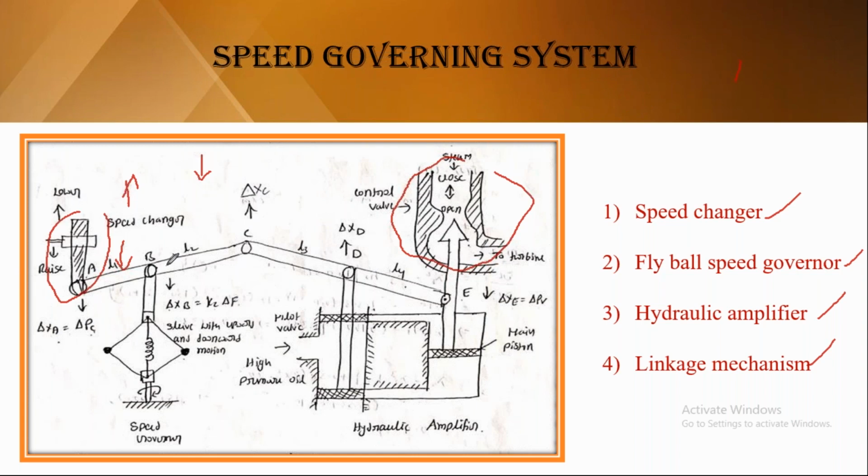See here, this is the speed changer, and this part is called the flyball speed governor, and this is the hydraulic amplifier, in which there is high pressure oil, and these are points A, B, C, D. This is called the linkage mechanism. Now I will explain how it will be working under different conditions.